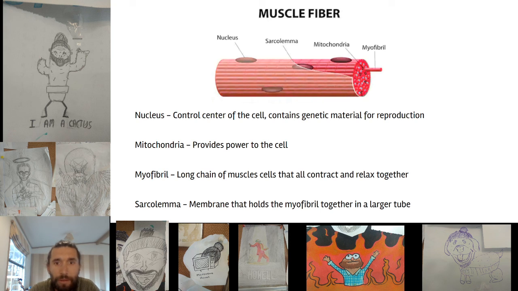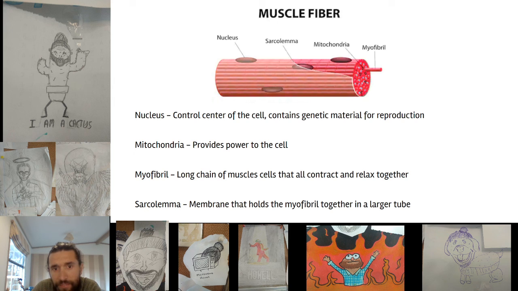This is what a muscle fiber might look like. So here's a few parts that we're going to look at. Here is a long muscle fiber made up of a number of cells. The first important bit of the cell, which we looked at last year, is called the nucleus. This is the control center of the cell, and it contains genetic material for reproduction. So if your muscles are getting a lot of workout, they're going to produce more muscles, and the nucleus is the part of the cell which contains material to make more muscle.